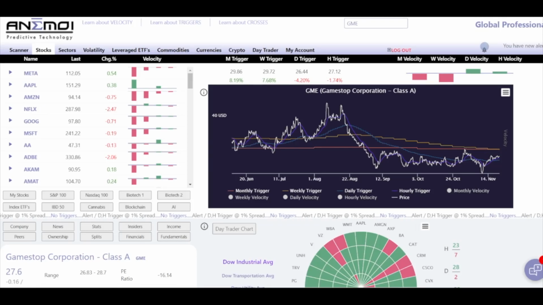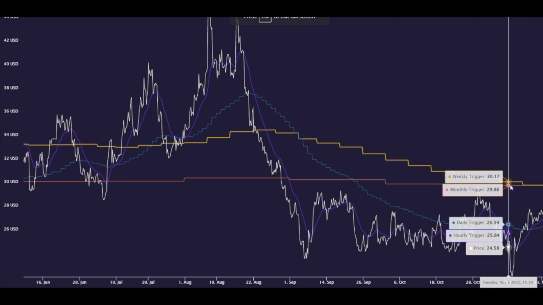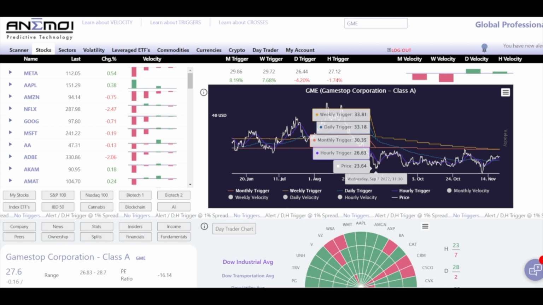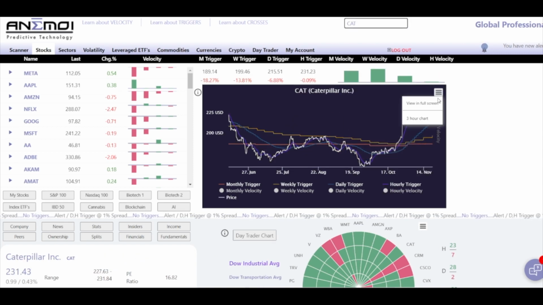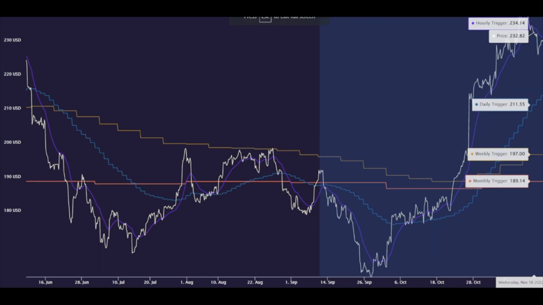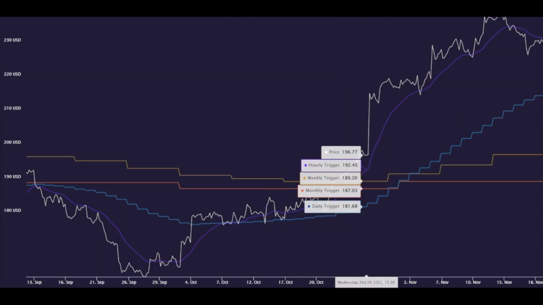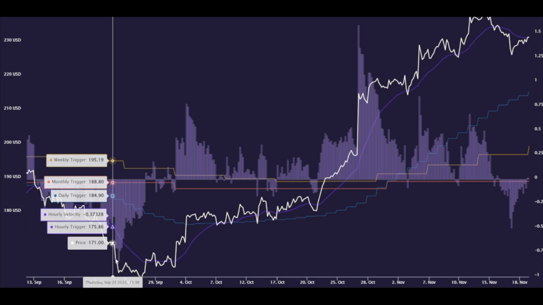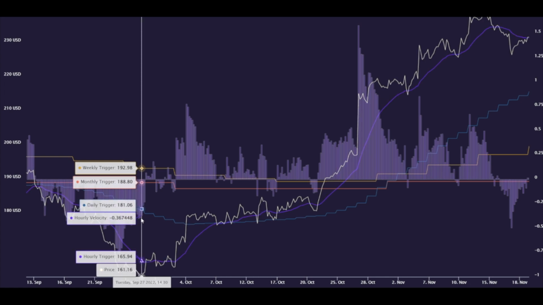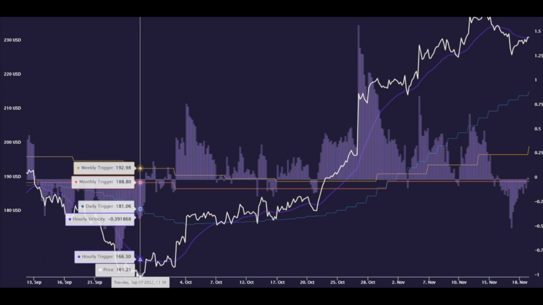Okay, let's talk GME. The last time we left off was right over here near this bottom, when I said what I thought would happen, which was a similar situation to CAT when CAT made a bottom. At the bottom there were hourly divergences right here. Price came down to 162, hourly velocity was negative 83, price made a new low, hourly velocity did not, telling us that buyers were stepping in strong here.